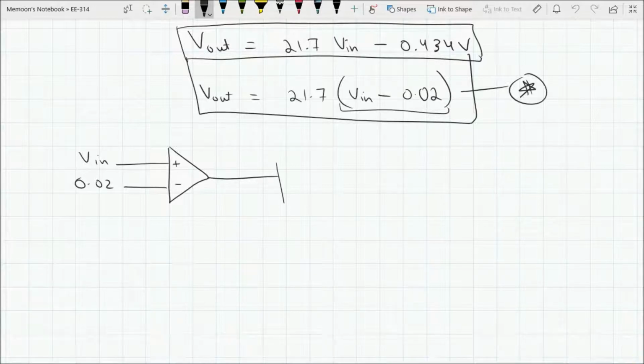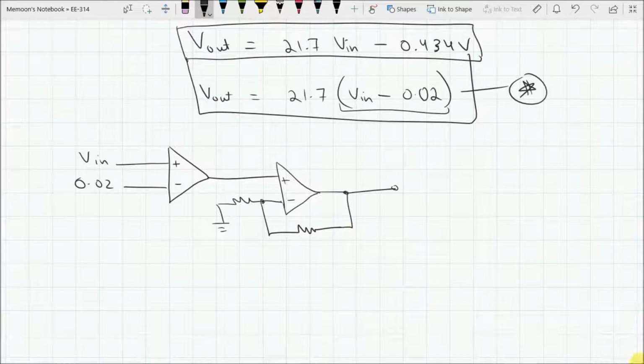So if we use a non-inverting amplifier, the formula for gain is 1 plus R2 over R1, and we need a positive gain here, so we don't want to invert our signal. So let's make a non-inverting amplifier, and at the inverting input we connect a feedback. We'll come back to this part later. This R2 is equal to 20.7 kilo ohms, and this R1 is equal to 1 kilo ohms.